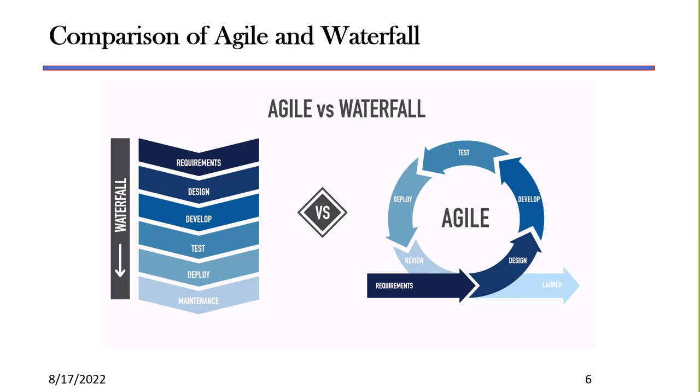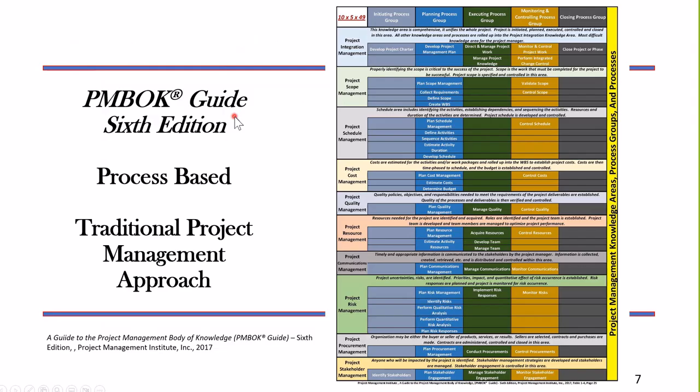Okay, so what we're going to focus on today is what we call the 10 by 5 by 49. This 10 by 5 by 49 is based on the 6th edition of the PMBOK Guide, and this is process-based project management. It would be just the opposite of agile in a number of ways. In agile, we have very few processes, if any, and in the 6th edition, or a traditional project management approach, we typically have these 49 different processes that we use based on the needs of the project itself.